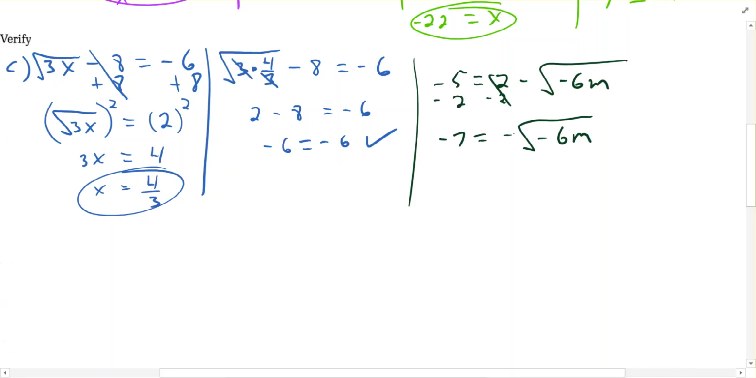Now this negative up front confuses people, I know. Really all we have to do is think about this negative as negative 1. If that's negative 1, then all we have to do is divide both sides by negative 1. The negative 1 divided by negative 1 cancel, and I've got negative 7 divided by negative 1. That's just 7 is equal to square root of negative 6m.